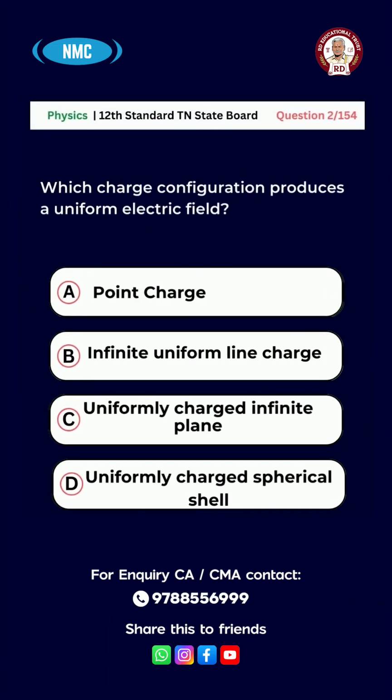Question number 2. Which charge configuration produces a uniform electric field? Option A, point charge. B, infinite uniform line charge. C, uniformly charged infinite plane. D, uniformly charged spherical shell. And the right answer is option C, uniformly charged infinite plane.